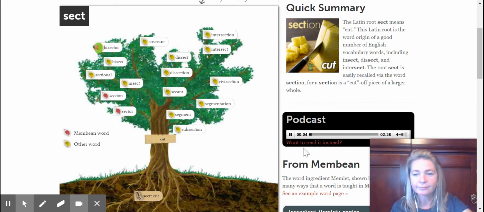The Latin root word sect means cut. Today we will cut right to the chase with that section of English vocabulary derived from sect. This is Word Root of the Day, brought to you by Membean. Everybody cut, everybody cut.